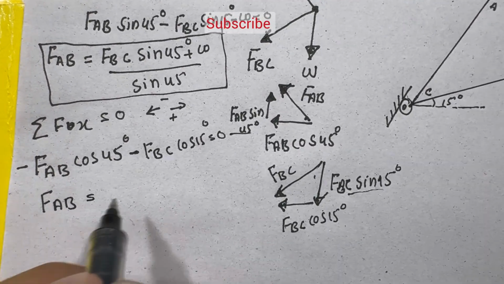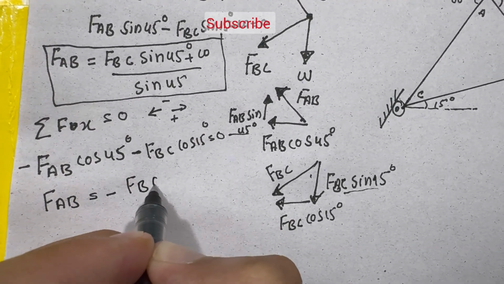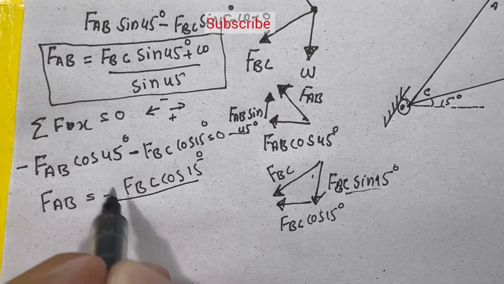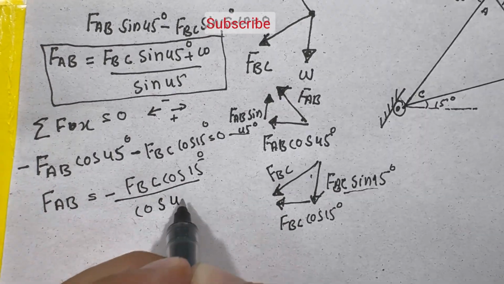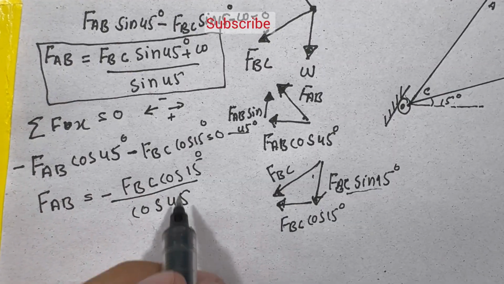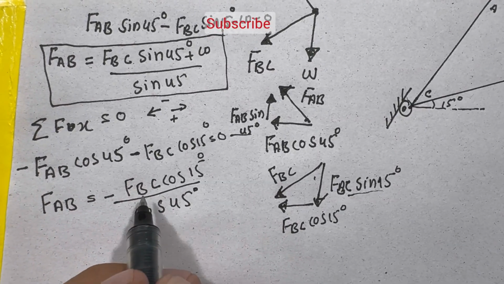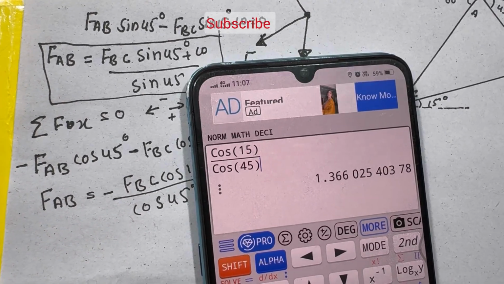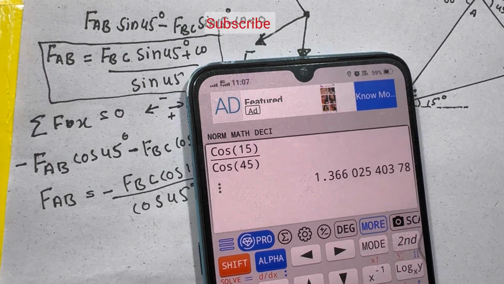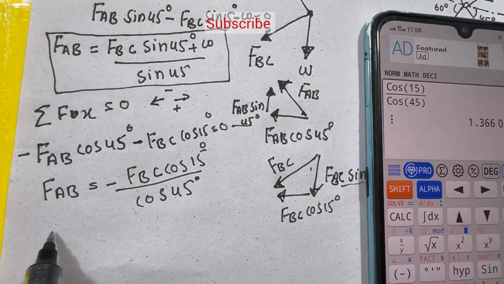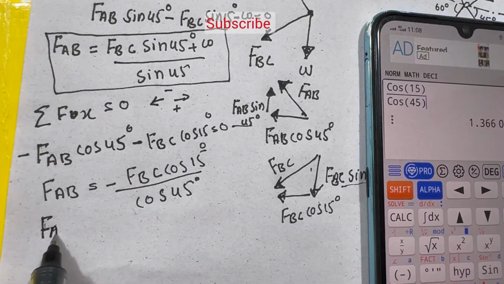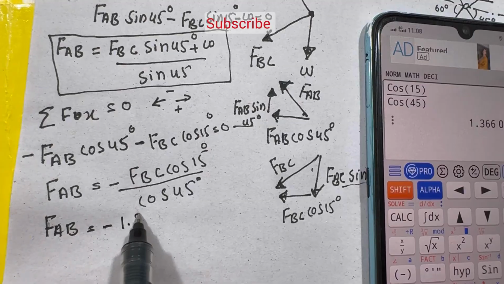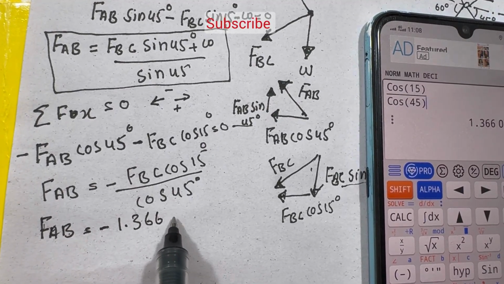FAB will be equal to FBC cos 15 degrees divided by cos 45. If you calculate cos 15 divided by cos 45 on the calculator, it is 1.366. So I can write FAB equal to 1.366 FBC.